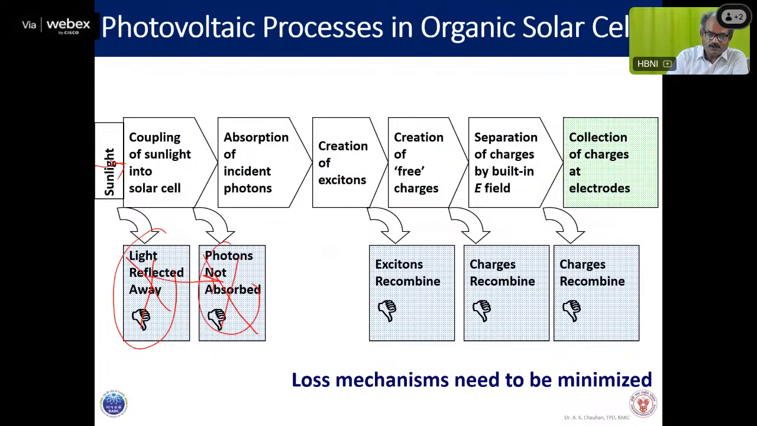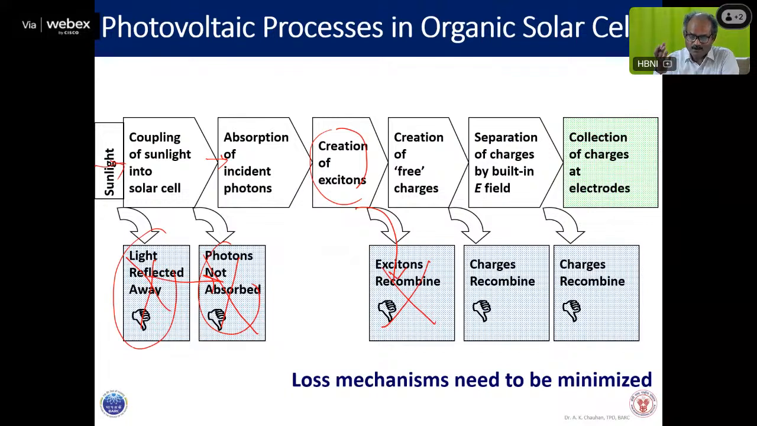So these are two losses. If somehow the photon was absorbed, then in the case of absorption, in place of free charges, you are creating excitons. These excitons can recombine, and there is a very high probability that these excitons recombine as compared to inorganic materials. If they recombine, it is again a loss.